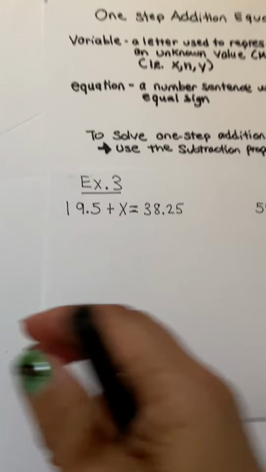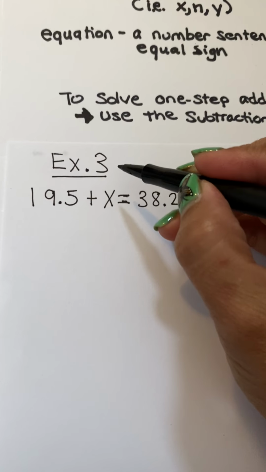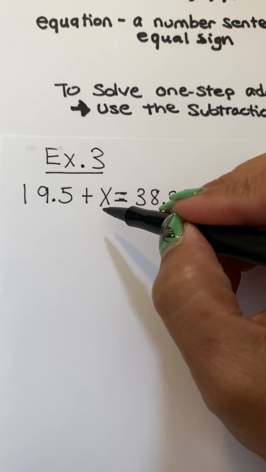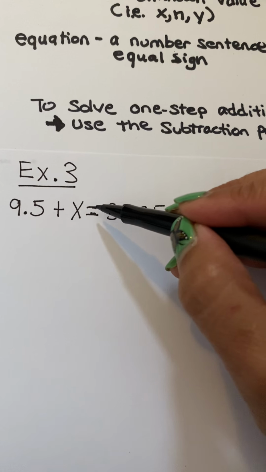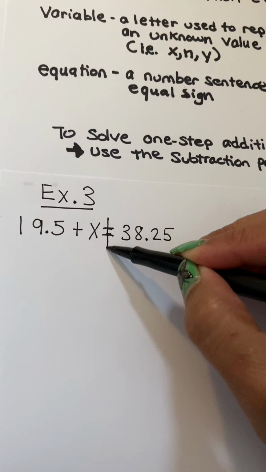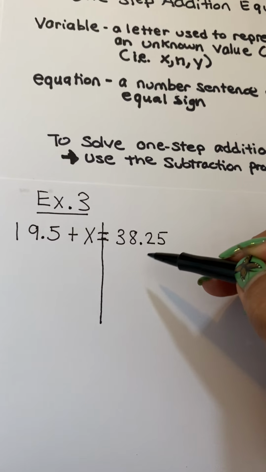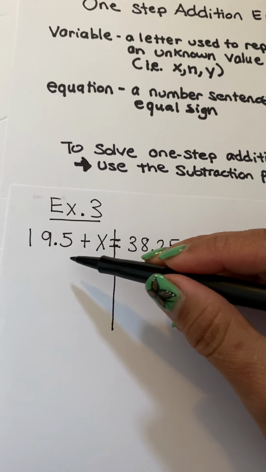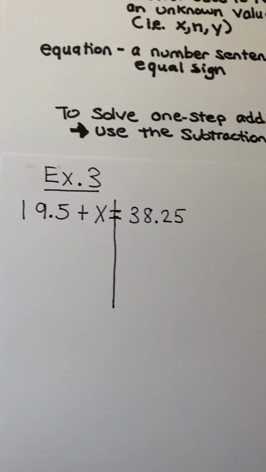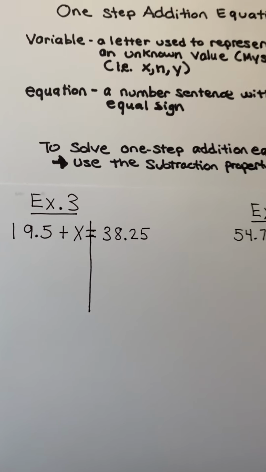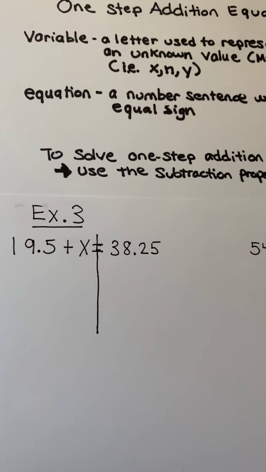Now let's look at example number 3. And you see 19.5 plus x equals 38.25. Look at the equal sign as the fulcrum, like on a balance scale. So this is one side, 38.25, and then 19.5 plus x is the other side. So in order to solve this problem, we're going to have to isolate x.